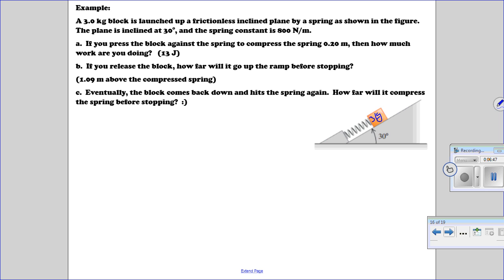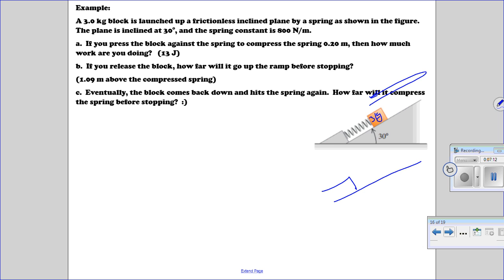Part A says if you press the block against the spring to compress the spring 0.2 meters, then how much work are you doing? To do this, we're going to have to calculate our gravitational potential energy, because as the block goes up and down the ramp, our height is changing. So we need to pick a point in the motion of the object to represent a height of 0.